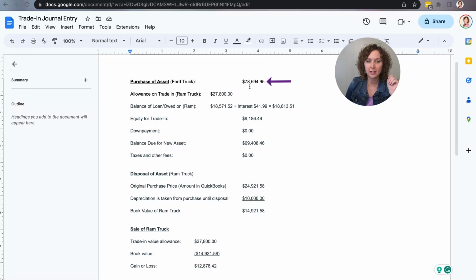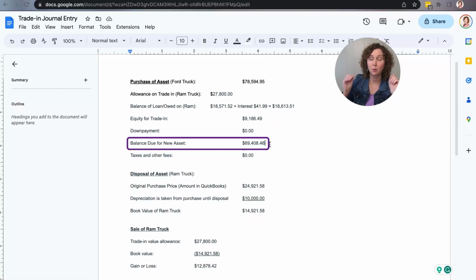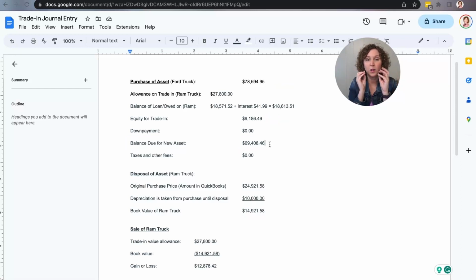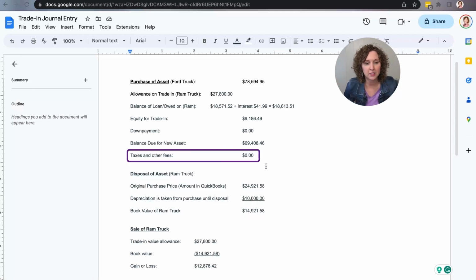So if you take $78,594.95 and you subtract our trade-in equity value of $9,186.49, you'll get $69,408.46. I want to explain this to you because when you have to punch in your numbers, I want you to know where this math came from. In this example, we're just capitalizing all, we're not expensing any, so we put that 0 there. You'll need to check with your tax professional to find out what's best for you.